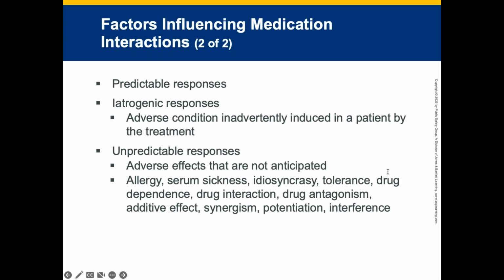How about iatrogenic responses, adverse conditions inadvertently induced by a patient treatment given. Example, a urinary tract infection develops after insertion of an indwelling catheter. We put in a Foley catheter, and for some reason, it wasn't very sterile. The result of the administration of medication leads to symptoms that mimic naturally occurring disease states. An unpredictable response is an adverse reaction that is not anticipated.